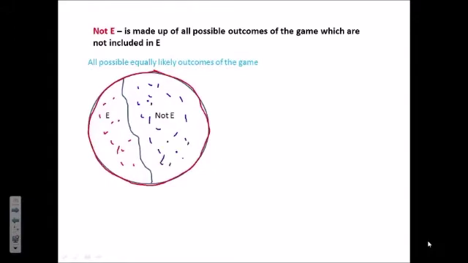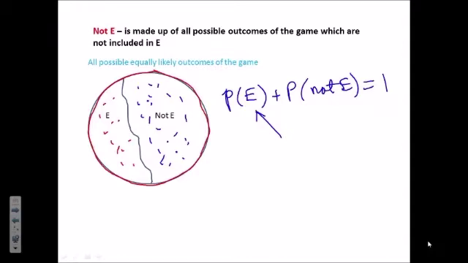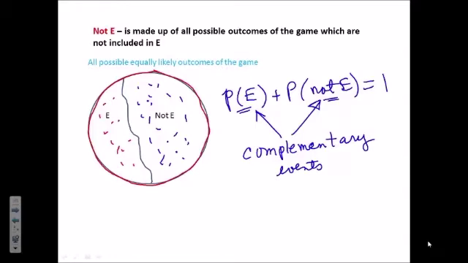And what the not rule tells us is that the probability of E plus the probability of not E is always equal to 1. E and not E are called complementary events. So the probability of an event plus the probability of its complement always add to 1.